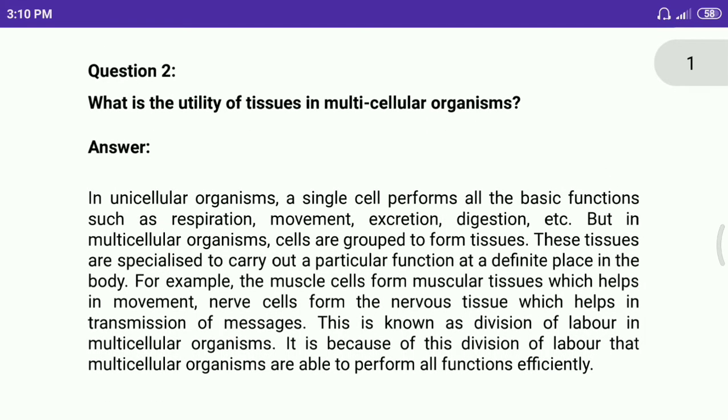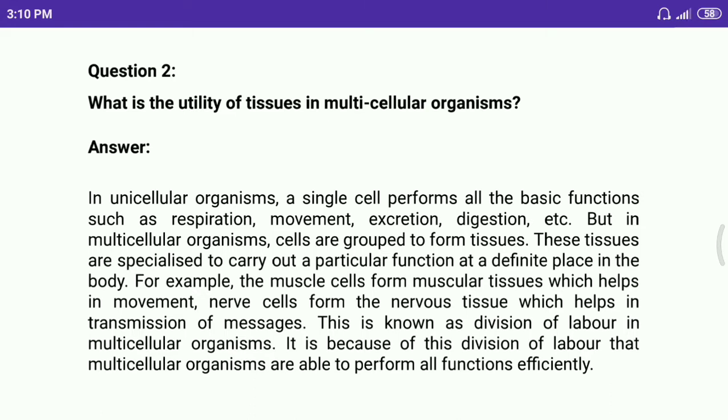Answer: the unicellular organism is a single cell that performs all the basic functions such as respiration, movement, secretion, digestion, etc. But in multicellular organisms, cells are grouped to form tissue. These tissues are specialized to carry out a particular function at a defined place in the body.